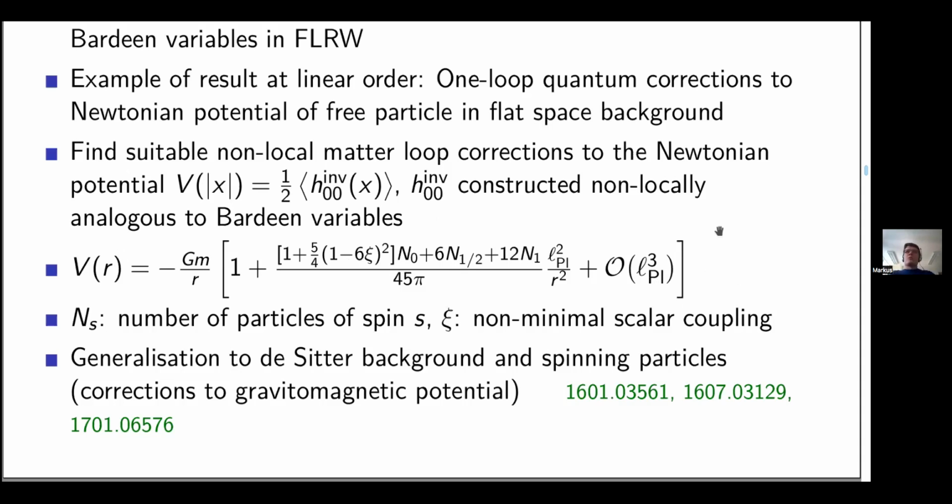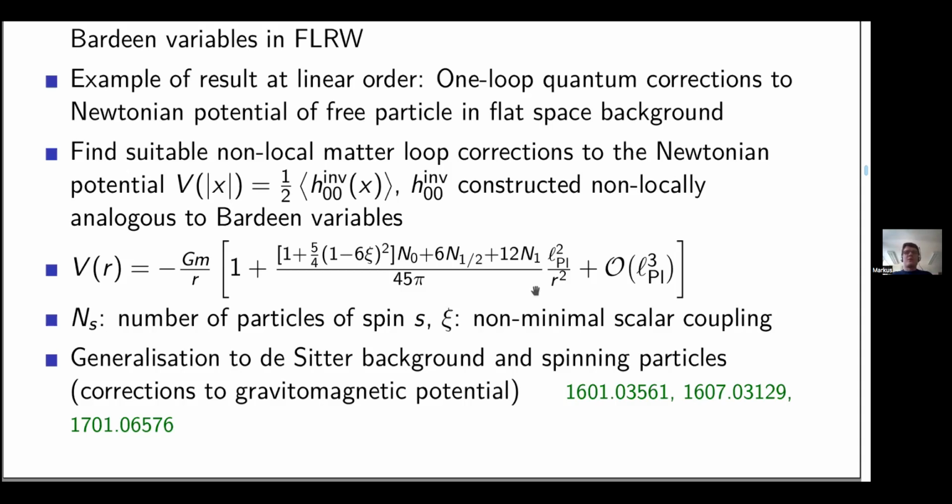These are the things that one can now do at linear order. And now you would think, well, here I only put spin 0, 1/2, and 1, so only scalar fields, fermions, and vector fields. What about spin 2? What about graviton loop corrections?